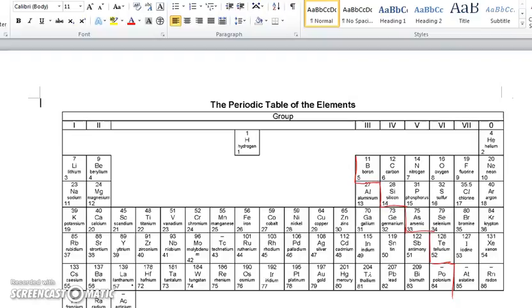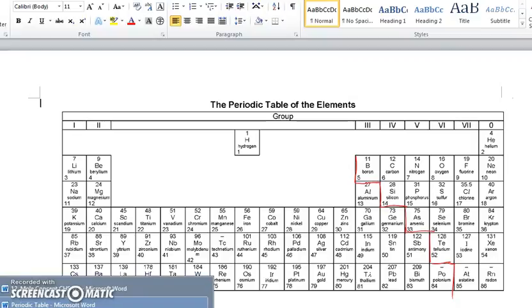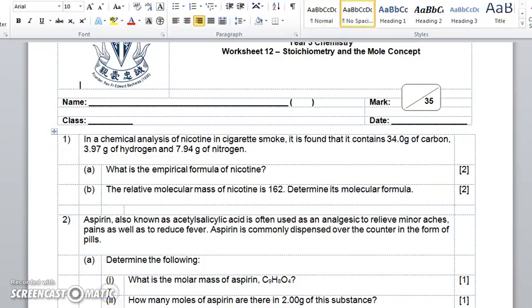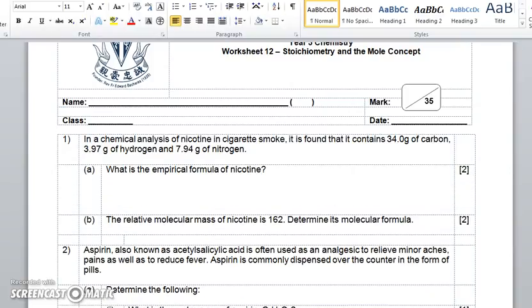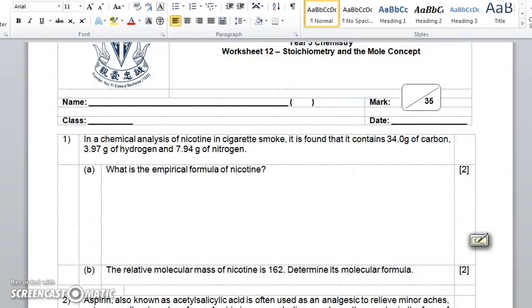First, you must obviously have your periodic table with you at all times. So, mole concept. Question 1 is a typical question on empirical formula. Let's try question 1A. Read the question first. What is the empirical formula? The question asks you, what is the empirical formula? So let's attempt this question.